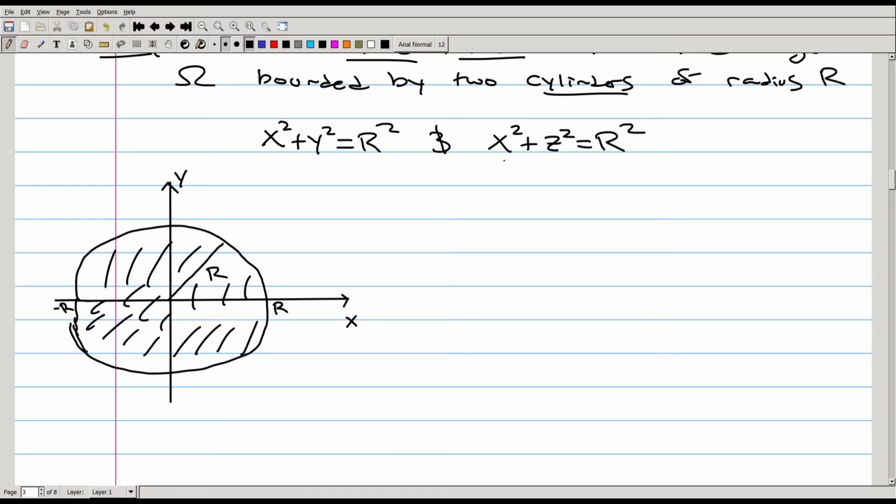Now we also have the cylinder x squared plus z squared equals R squared, which if we look at it along the z-axis, we're going to end up getting two straight vertical lines along y, because this cylinder is going along y.